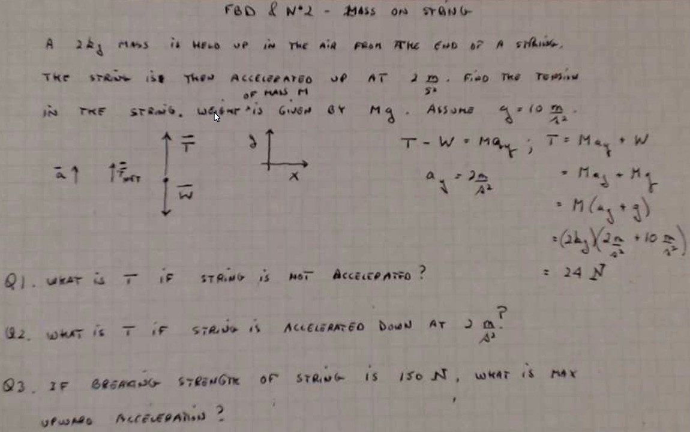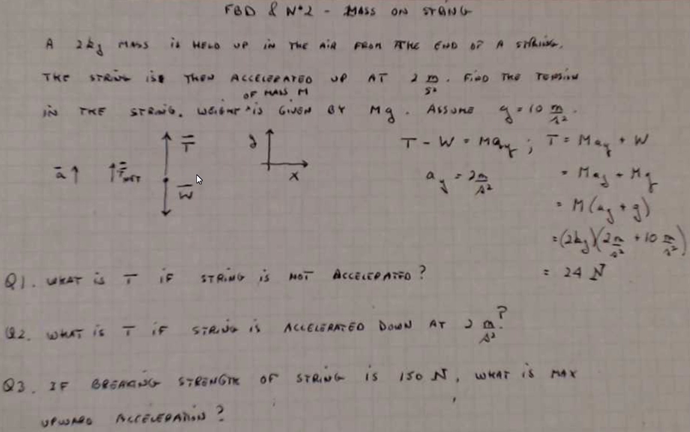Recall that the weight of mass m is given by m times g, where g is the acceleration of gravity and m is the mass in kilograms. And we'll use easy numbers here, taking g to be equal to 10 meters per second squared.